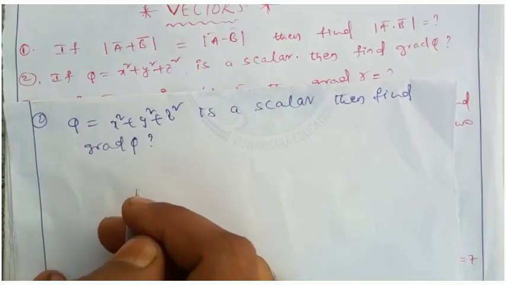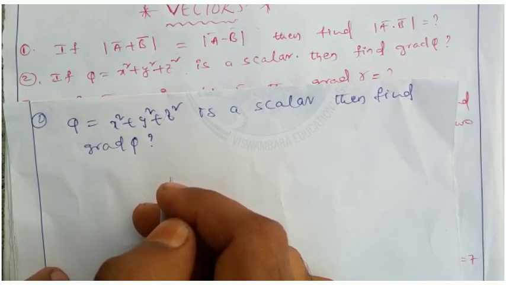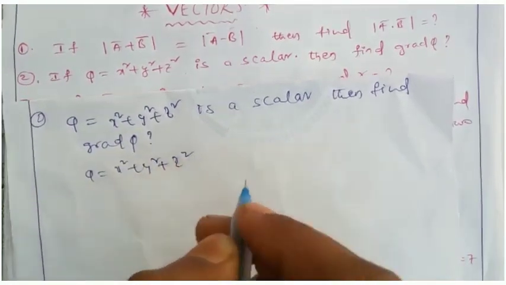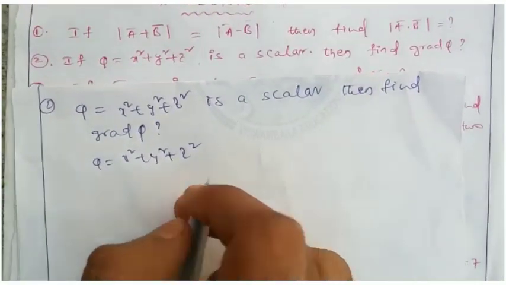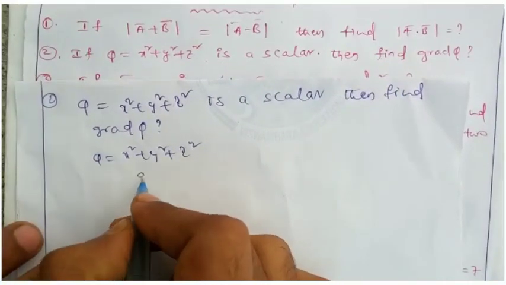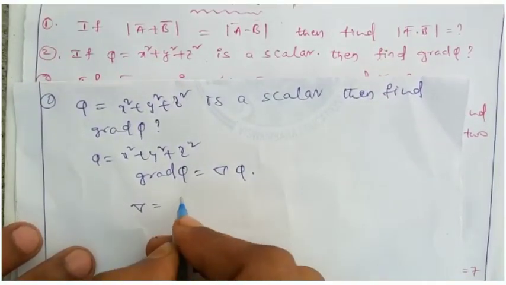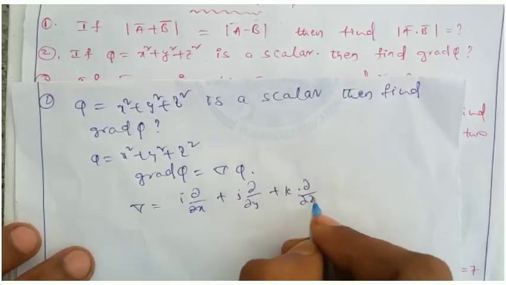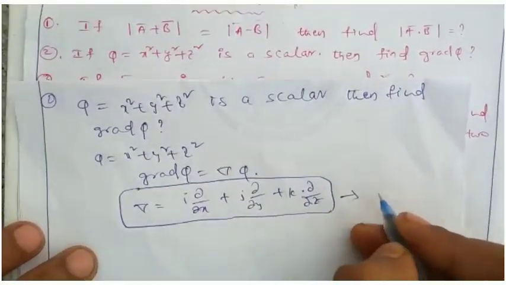Coming to the second problem, here it is given that phi is equal to x square plus y square plus z square, a scalar, then find grad phi. So given phi is equal to x square plus y square plus z square, and we need to find grad phi. Here grad phi is equal to del phi, that is, gradient of phi is equal to del phi. Here del is i into dou by dou x plus j into dou by dou y plus k into dou by dou z. It is the most important formula. It is called the del operator.